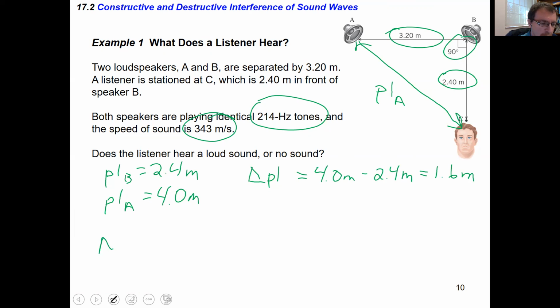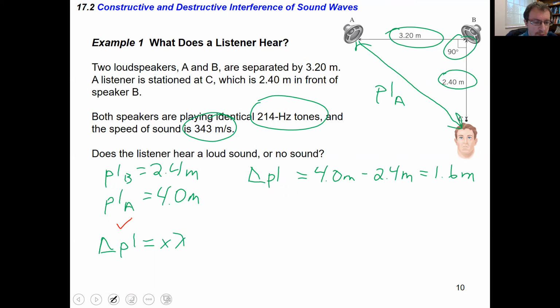We remember the equation that we've been using. It says that difference in path lengths is equal to x times lambda, and we want to figure out what that x is. And we know that if that x is an integer, we've got constructive interference. If that x is a half integer, I guess I should be saying half an odd integer, then we've got destructive interference. So great, we've got the delta PL.